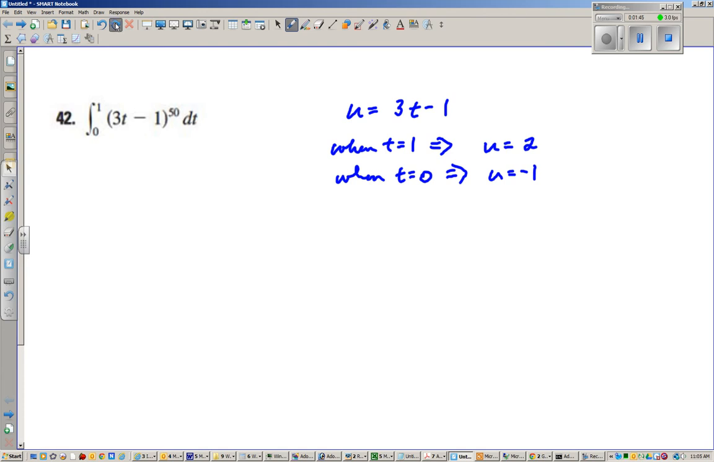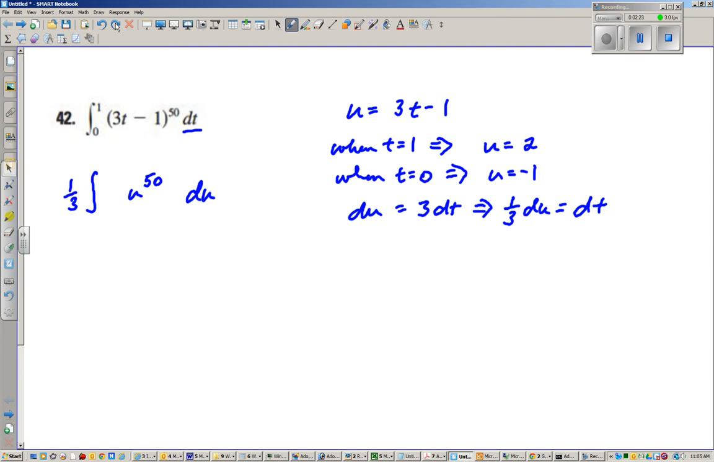So think about the derivative here, du. Wouldn't it be 3 dt, and wouldn't that suggest that 1/3 of a du is the same thing as a single dt? So making all our substitutions now, let's take out our dt and write in its place 1/3 du. Let's take out our integrand, (3t - 1) to the 50th, and replace it with u and raise u to the 50th. And now it seems that we have a rather reasonable looking problem.